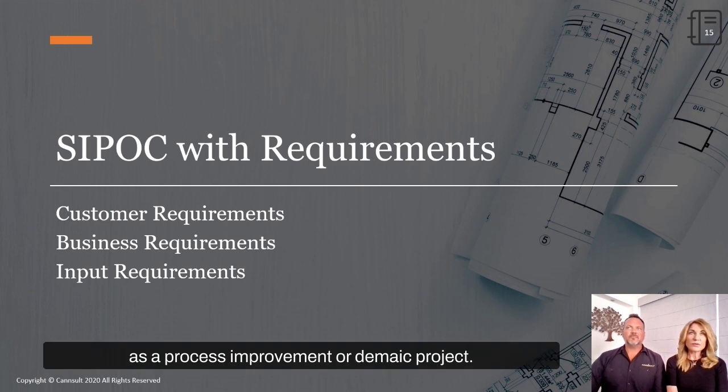As a process improvement or DMAIC project, the team will now work to identify which requirements will be the focus of this project. They will not focus on improving results for every single requirement. Rather, they'll focus on those most closely related to the business case and within a manageable scope for the team.